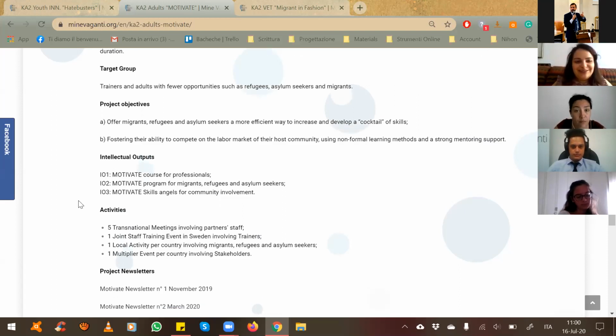Then the third one is the Skills Angels community for community involvement. So we will form a group of people made by non-formal education trainers and experts that will cooperate together to work directly in the community. They will prepare, plan, and organize some specific events, like raising awareness events and social inclusion events. So we will create this group that will directly work in the micro realities of the community. Let's say that we are trying to cover everything with these 3 outputs.